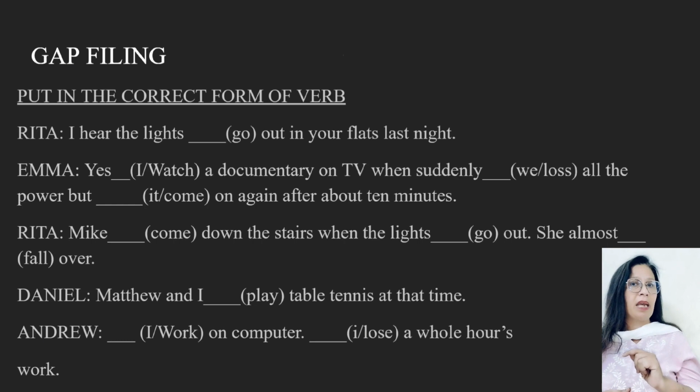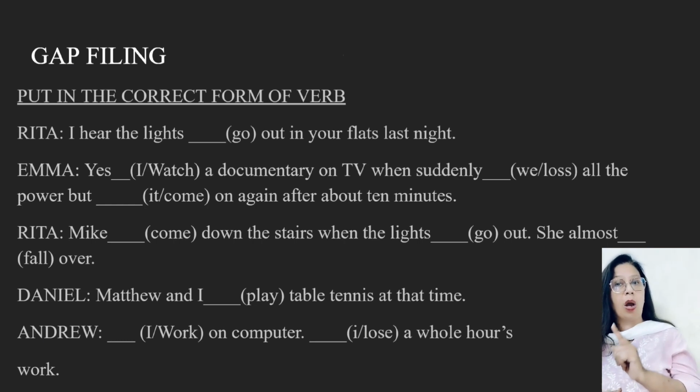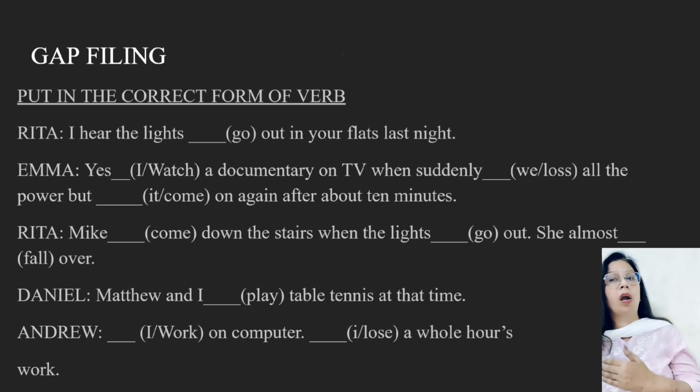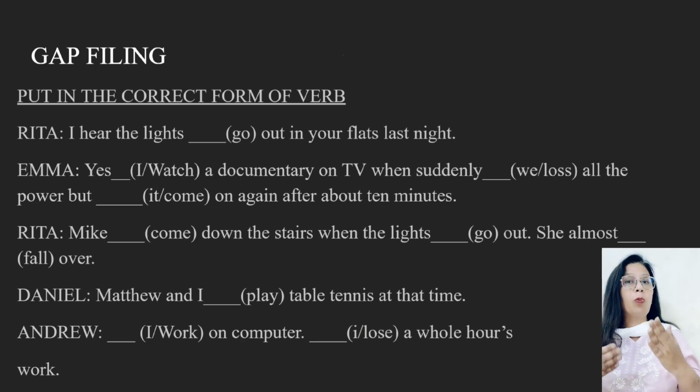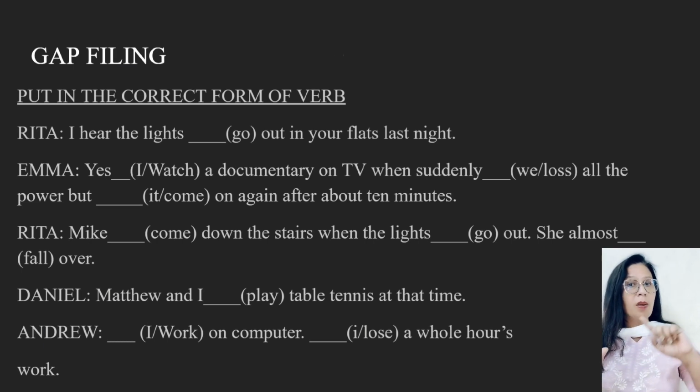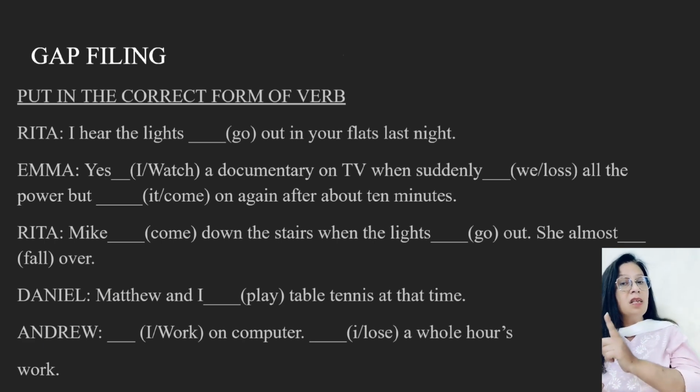Now, Rita is saying, Mike dash come downstairs when the lights dash go out. Now, you have to understand which action has been done in the past and which action is going on during that time. Okay, so what was Mike doing at that time when the lights went out? I have already said that lights go and light comes suddenly. In the sentence, the lights go out, we will use lights went out. What was Mike doing at that time? Mike was coming down the stairs.